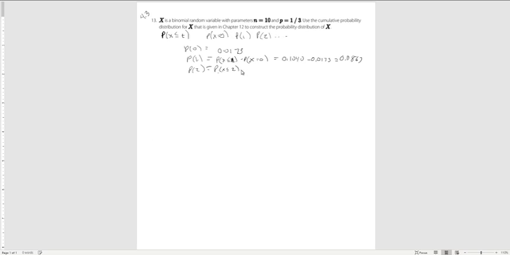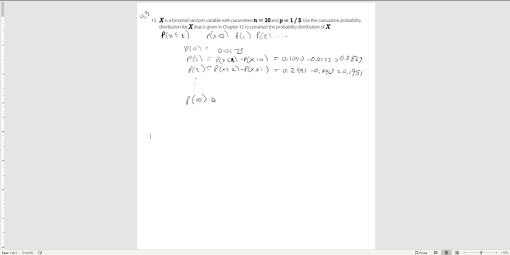And so for 2, that probability is going to be the probability that x is less than or equal to 2 minus the probability that x is less than or equal to 1. And so we look up at the table, that's 0.2991 minus 0.1040 equals 0.1951.